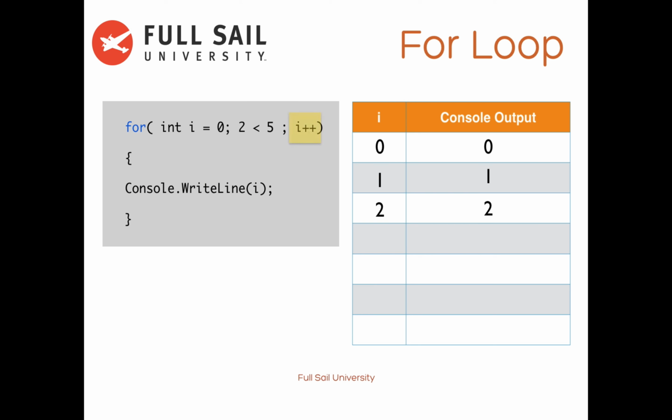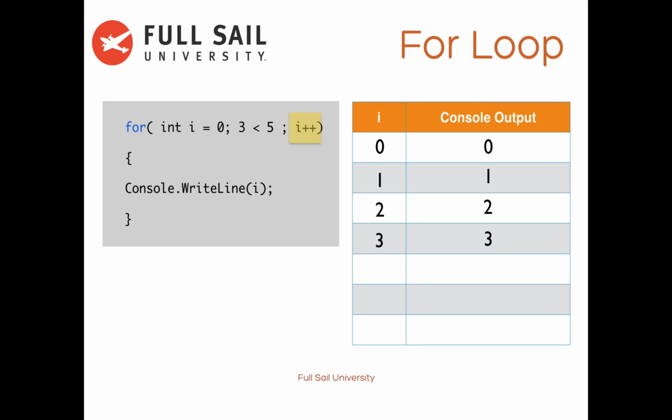We bounce back up to that I++, which now gives us a value of 3 for I. So we do the test. Is 3 less than 5? Well, that's again a Boolean of true. So we again do our console.writeLine. We output the value of I, which is currently 3. So that goes in our console output. We come back down to our closing curly brace.